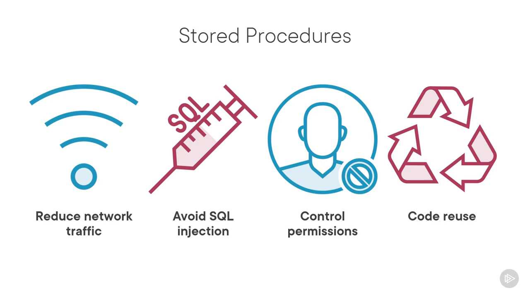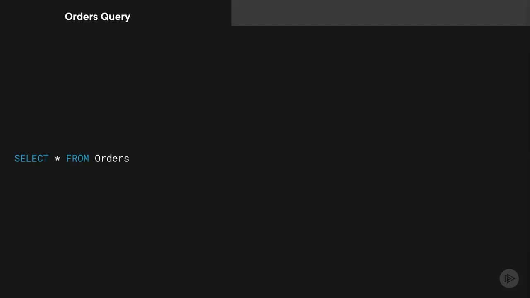Stored procedures are very flexible and can contain several select statements that contain loops and conditional statements, and they can be used to modify data in one or more tables. Consider for example this very simple query which fetches all orders from the orders table. In the upcoming demo we'll see how we can map this to a stored procedure using EF Core.